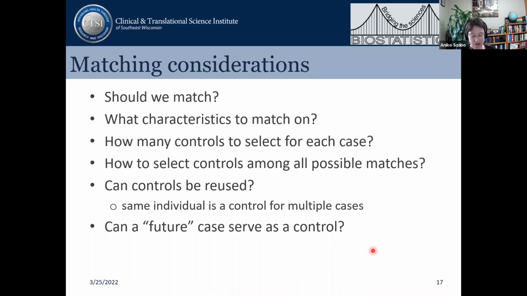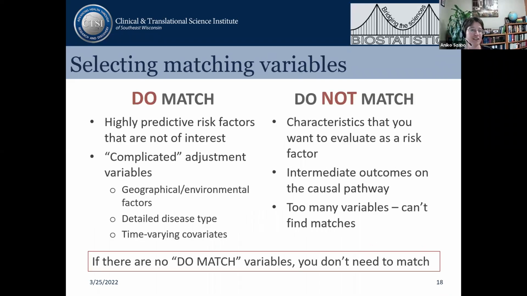Once you start thinking about that, there are a lot of additional issues, like should we match at all? What characteristics to match on? How many controls per case? If you have many possible cases, how do you select controls? Can controls be reused, meaning, can the same individual be a control for multiple cases, right? So one control for multiple cases. Can you have a future case serve as a control before they become a case? So I'll talk about some of these issues as we go along.